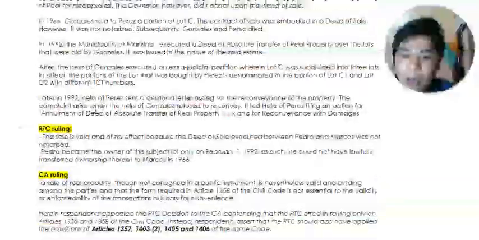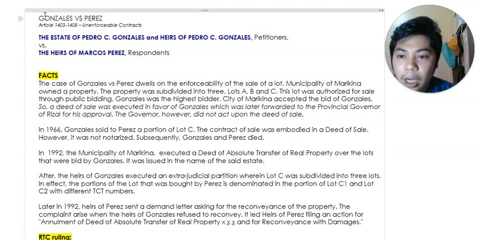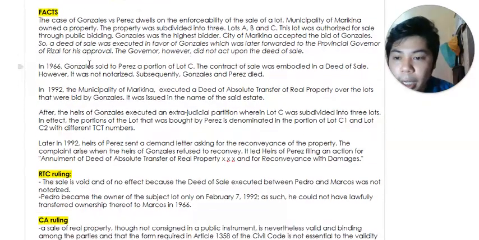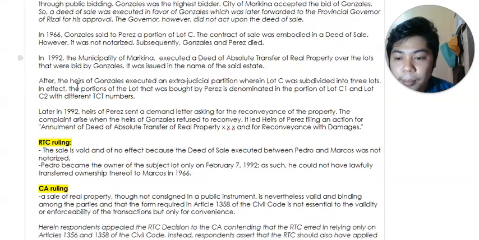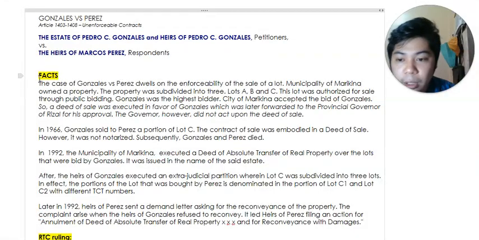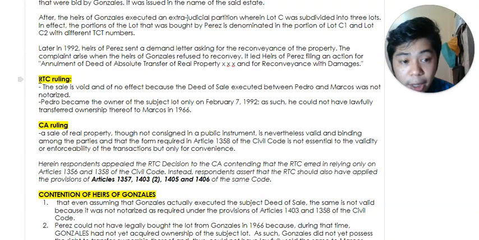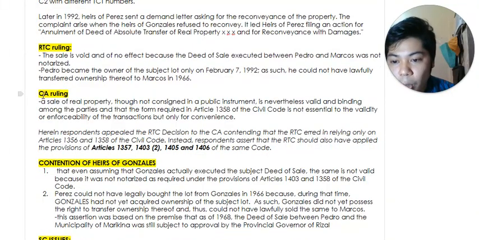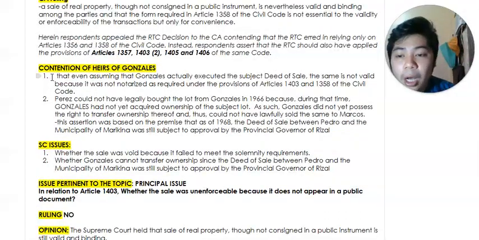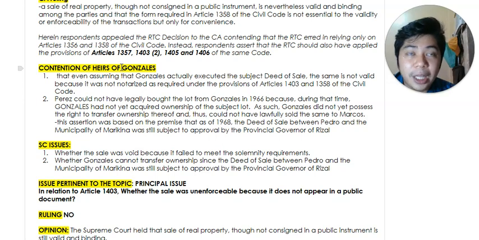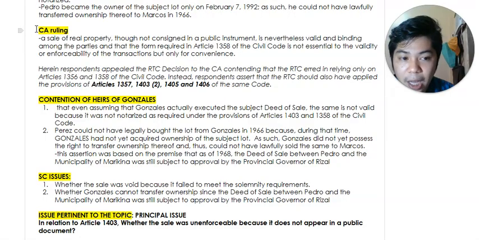So again, in a nutshell: the title, the topic related, the complete title, the GR number or the SCRA number, and next is the facts. GR is general reference. So the facts of the case, how the RTC ruled, and how the Court of Appeals ruled, and what the contention is. The contention is what they raised when they appealed to the Supreme Court. It is not the contention when they appealed to the CA. Okay?